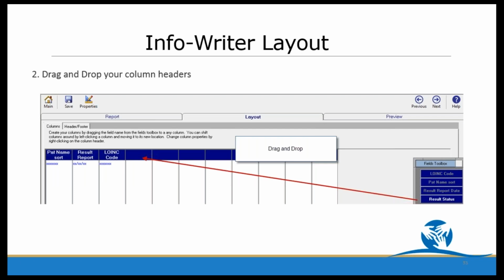Once you click next, we get to the layout. Super easy. All I'm doing is dragging and dropping these fields over here. Maybe I didn't need all of the fields. I just wanted the report date, the patient's name, and what the actual lab code was. That's all the nurse wanted. I drag and drop those fields into the columns, and then I click next.